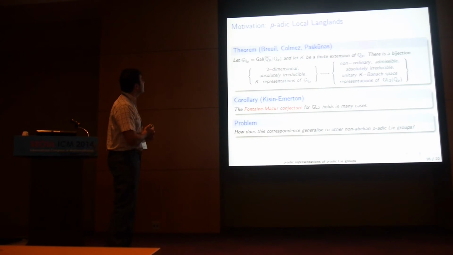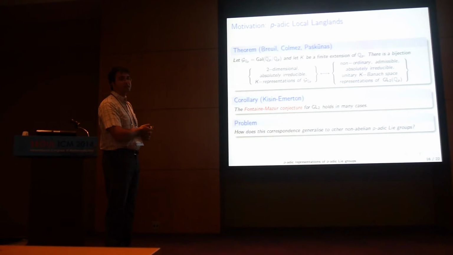Now, one problem about this theorem is that it only works for this group at the moment. No other p-adic Lie group. Only GL2 of Q_p. You can't even change Q_p to a finite extension, and certainly you can't change GL2 to GL3 or something, with people trying, but it's a very complicated p-adic thing. How does it generalize to other groups?